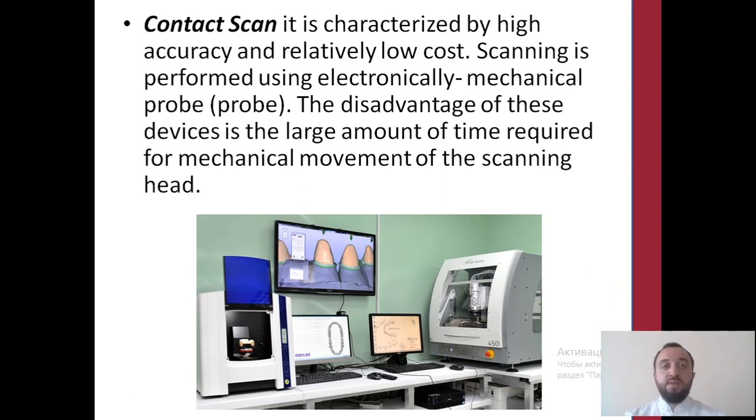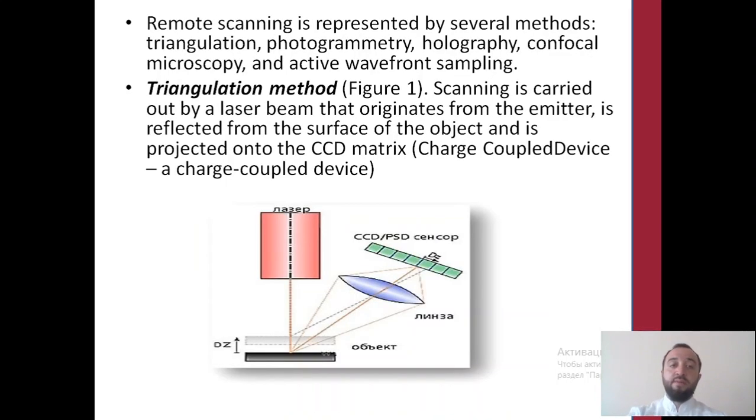Contact scanning is characterized by high accuracy and relatively low cost. Scanning is performed using an electronic-mechanical probe. The disadvantage of such a device is the large amount of time required for mechanical movement of the scanning head. Remote scanning is represented by several methods: triangulation, photogrammetry, holography, confocal microscopy, and active wavefront sampling.